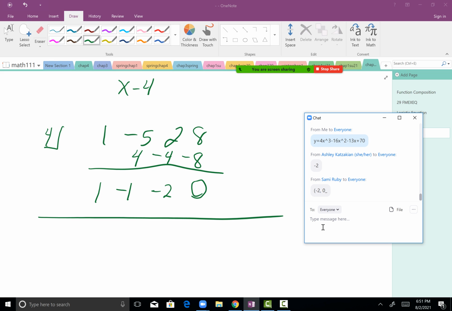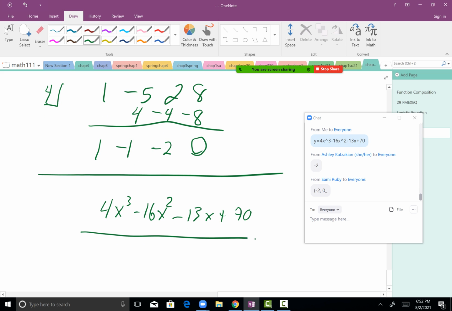That's the one, Ashley. Nice job. Yep, Sammy, that's the one we want right there. Okay, so here we go. We're going to take 4x cubed minus 16x squared minus 13x plus 70. All right, and we're going to divide that by x plus 2. Okay, go do your synthetic division on it. Let me know what you get for a remainder.